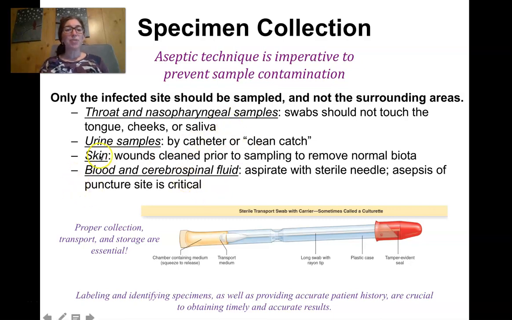You can get swabs from skin lesions, where there's a rash or a wound or something that's infected, and you can also take samples from blood or cerebrospinal fluid, which would involve a syringe and aspiration that way. So making sure that the skin is properly cleaned in all of these situations, because you want to minimize the amount of normal flora that are naturally on the skin and make sure you're sampling just the microbes that are potentially causing the infection in that area.